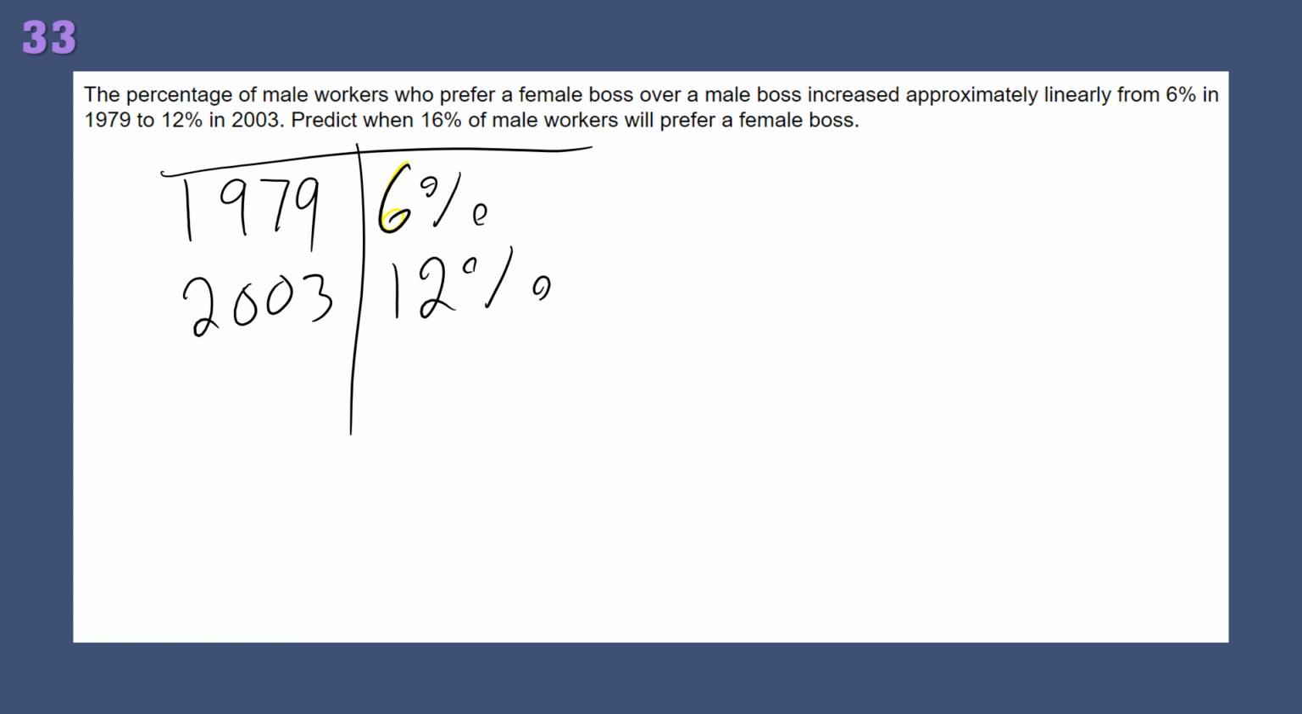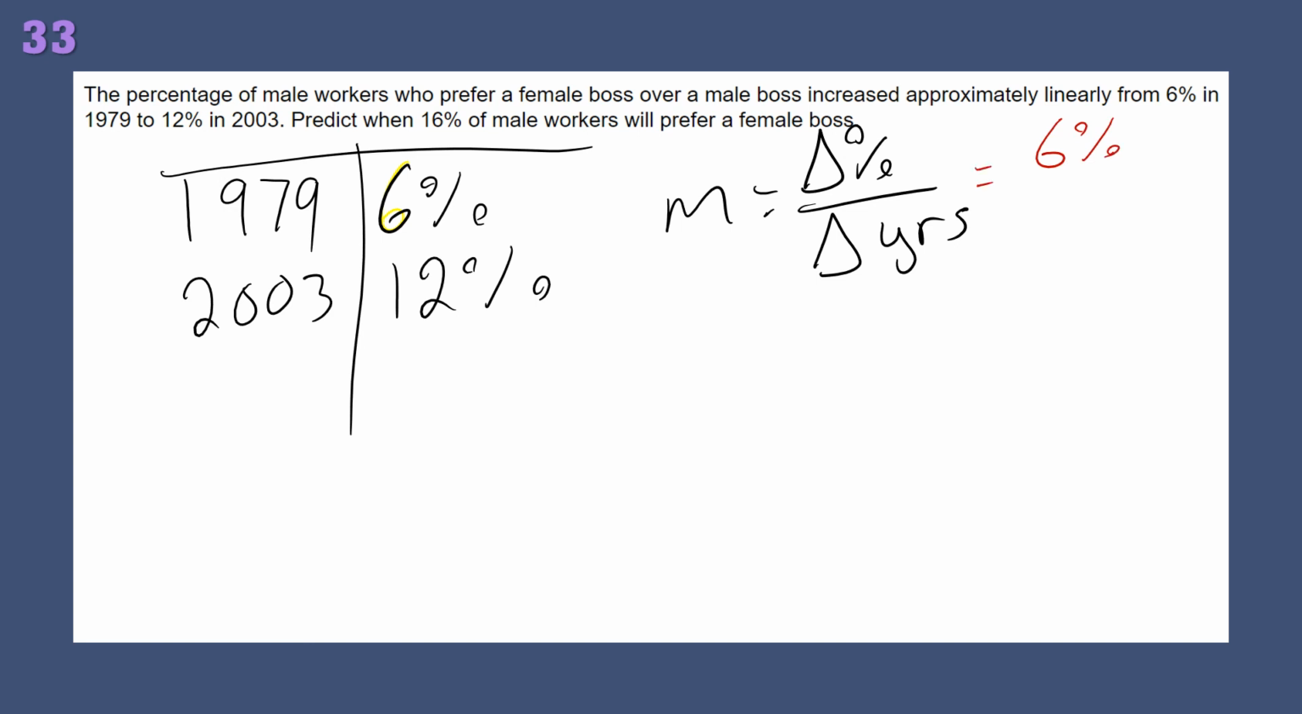Okay, so what we can do is start doing the rate of change, our slope. We're going to say the change in y, or in this case, the change in percent, over the change in years. So if we use this change in y over change in x, but this time put it in the context here, what we're going to see is that we went up 6%, and it took us 24 years, which means we have a slope. We can actually simplify that a little bit. M equals 1/4.